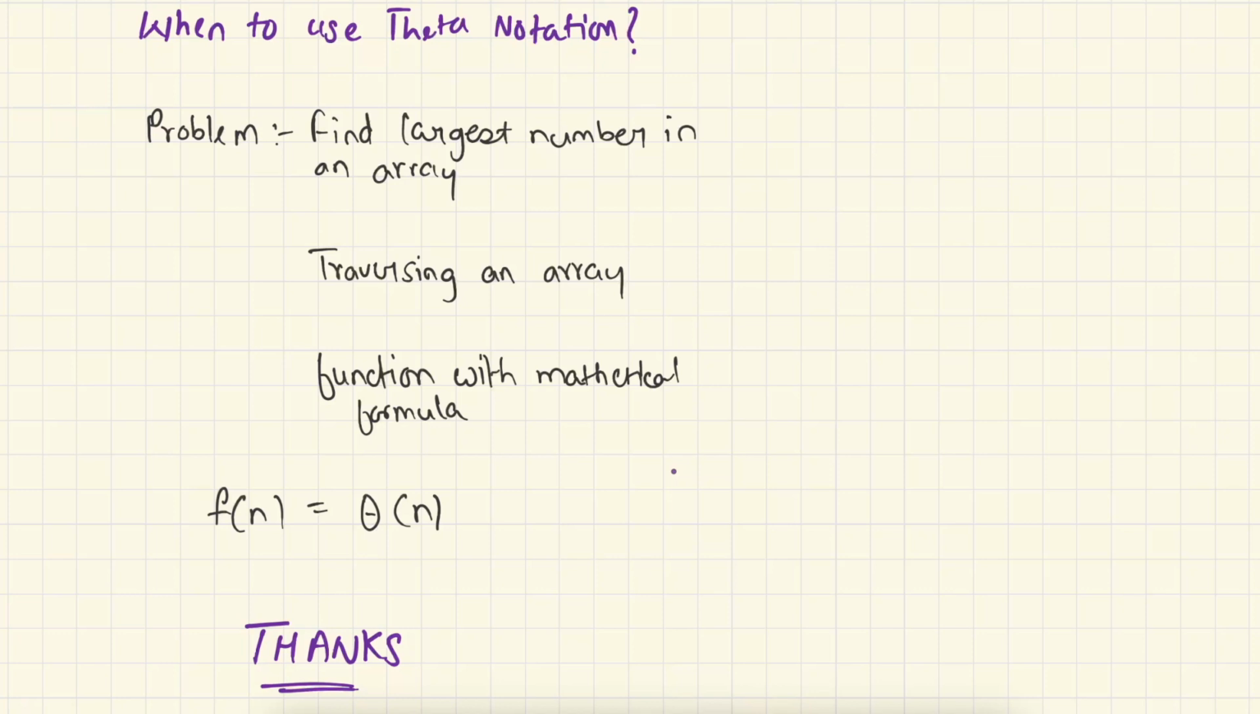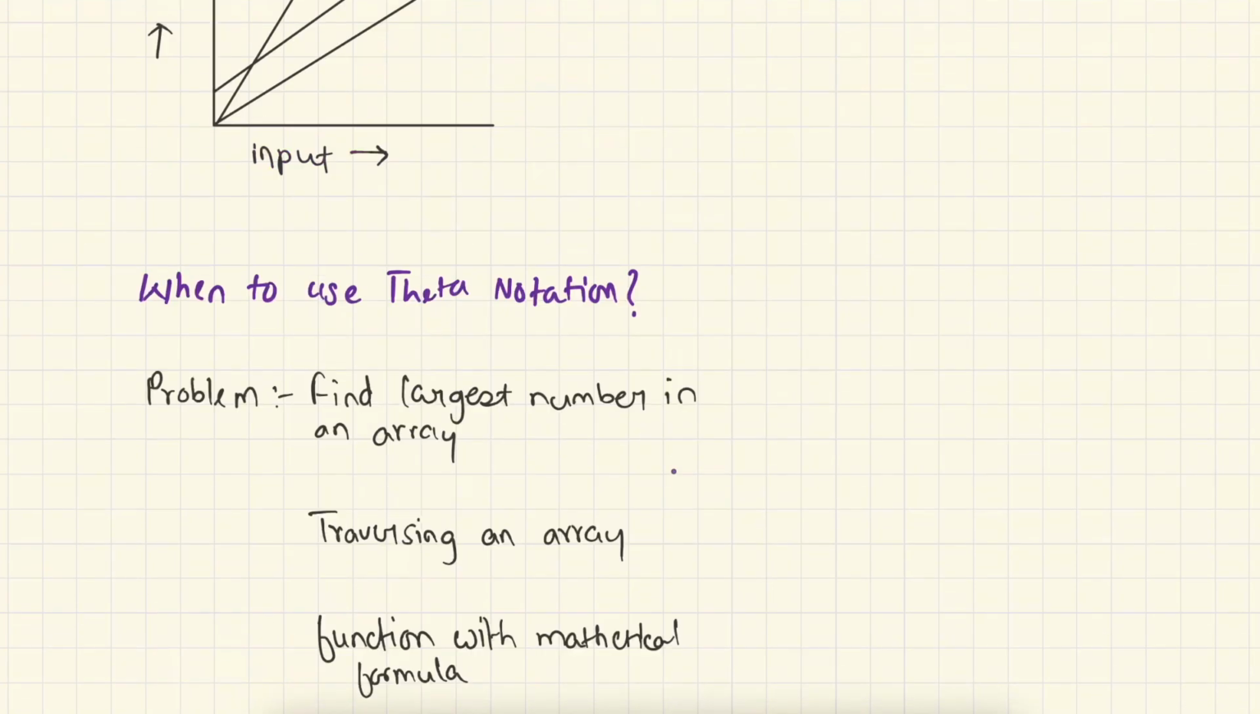The second example: if you have a function to traverse an array from the first element to the last element, in that case also you know that you have to traverse the array from 1 to the last element. If your array has n elements, then you have to traverse from 1 to n to visit all the elements. In that case also you can say that the order of growth of this function is theta of n. Now you have some functions having only a mathematical formula, only mathematical calculation, and you are doing a constant amount of work. Then also you can say that the order of growth of our function is theta of n.